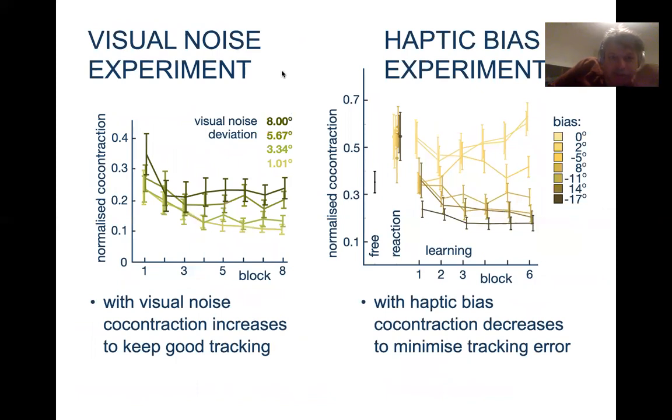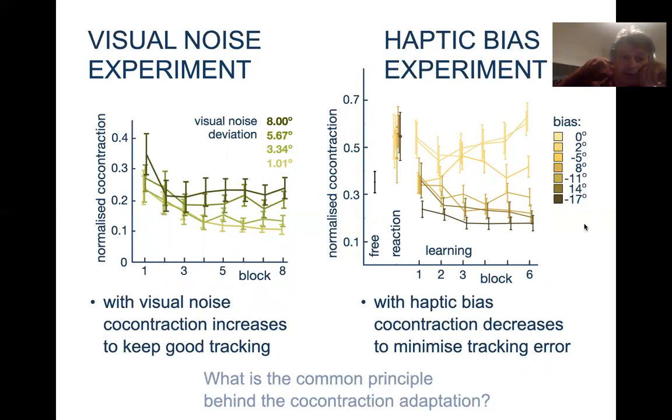Okay, so if we consider the visual and haptic bias experiments together, what we see is that, looking at the co-contraction, with higher visual noise the co-contraction is increasing, but with larger bias, the co-contraction is decreasing. So just the opposite.